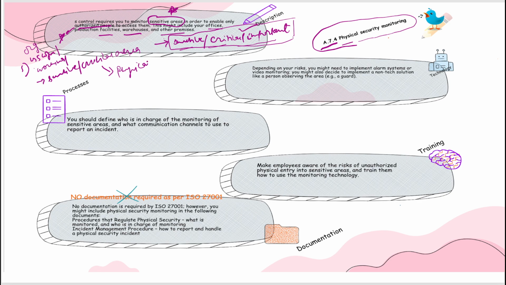You may have logical control, that's fine, but you have proper physical control in place so that only authorized people can access this, and unauthorized people are not able to access this area. So this control talks about that.